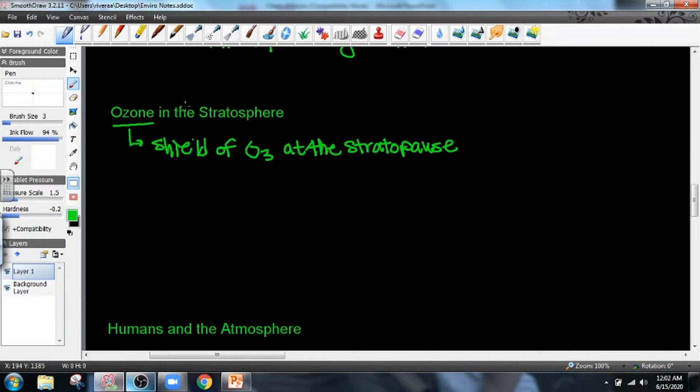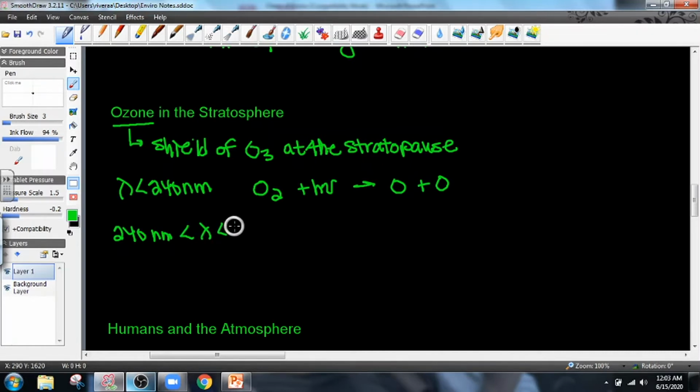This is pretty cool. Okay, so remember from our previous reaction, wavelengths that were shorter than 240 nanometers had the energy to break up O2 with a photon into O and O. Well, what about the wavelengths that are a little bit longer than 240 nanometers, but shorter than 310 nanometers? What can those wavelengths do?